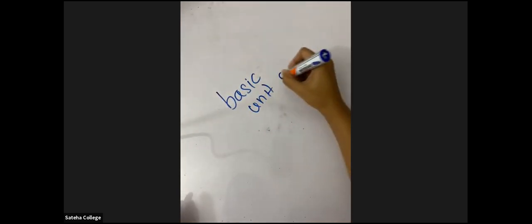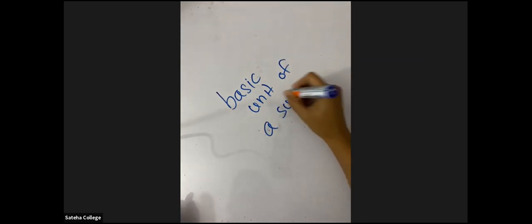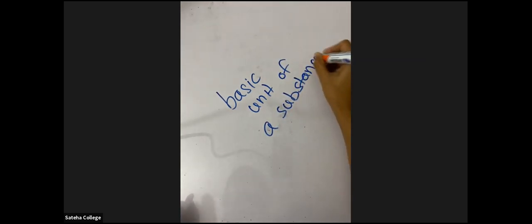Teacher, can you tell the definition for atom? So what is an atom? An atom is the basic unit of a substance. When you take a substance, the simplest or basic unit of it, you call it an atom.